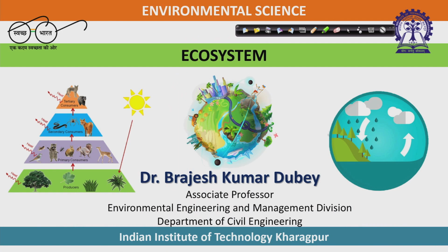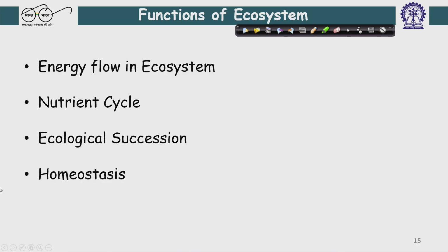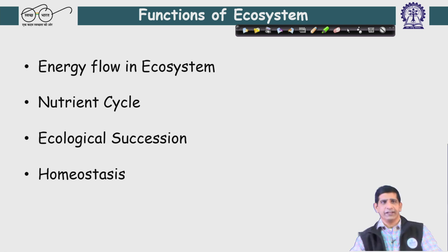Okay, so welcome back. We are in this second segment for this topic on ecosystem. We'll continue where we left off in the previous segment, where we were talking about different components of our ecosystem and different functions of the ecosystem. We are looking at these four major functions: energy flow, nutrient cycle, ecological succession, and homeostasis. We'll look at each one of them one by one.